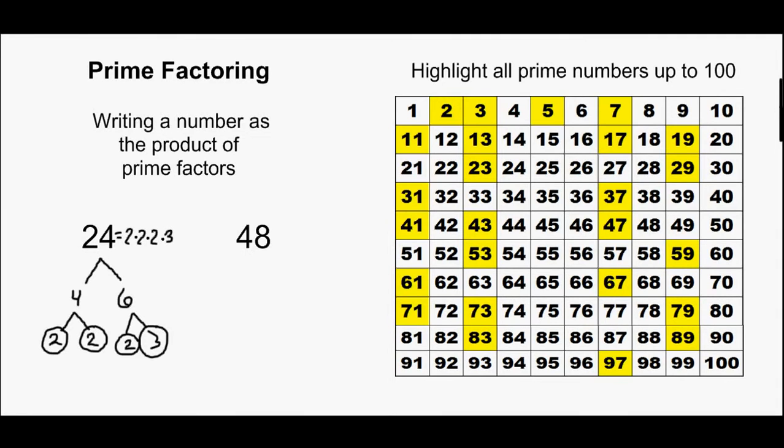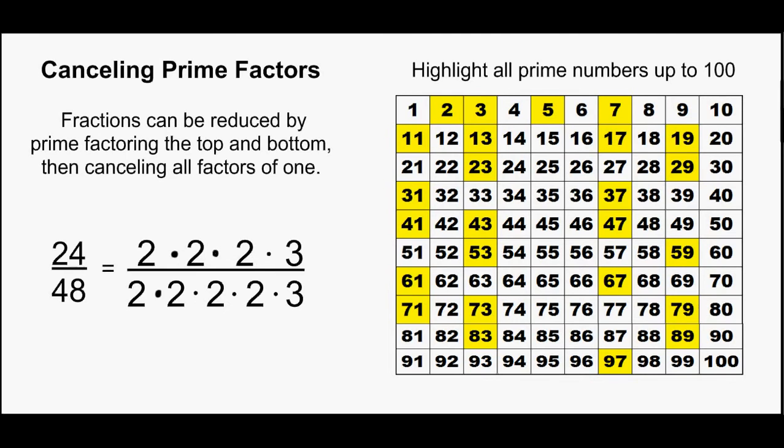Now, what about 48? Let's break it down into 4 times 12. 4 can be broken into 2 times 2. 12 can be broken into 2 times 6. And 6 can be broken into 2 times 3. 48 can be written as 2 times 2 times 2 times 2 times 3.